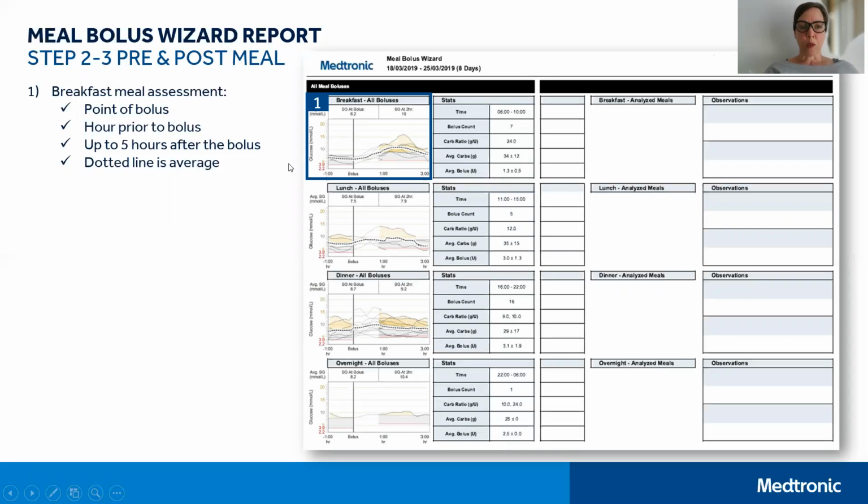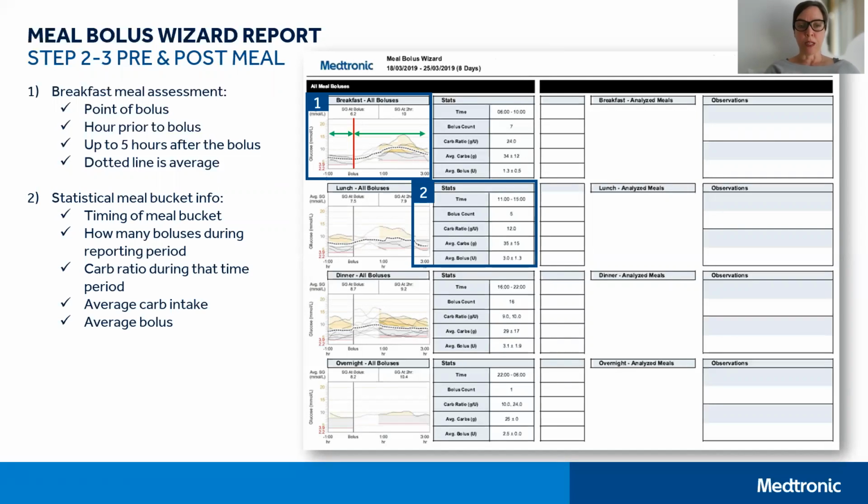So each of the meal buckets are outlined, and what it allows us to do is, no matter if you ate your breakfast at 7:30, 7:45, or 8 o'clock, it pulls all of the data and shifts it to the point of bolus, outlined by this red line here. This allows us to look at the hour before the meal and 3 to 5 hours after the meal, which allows us to quickly assess step 2 and 3 of our CareLink 3-step methodology, pre and post meal.